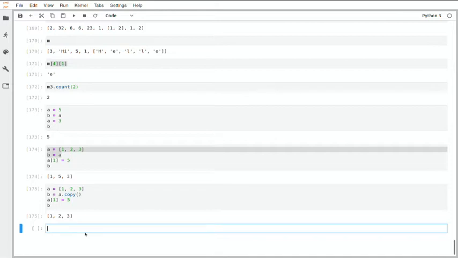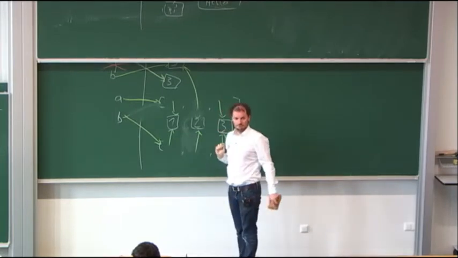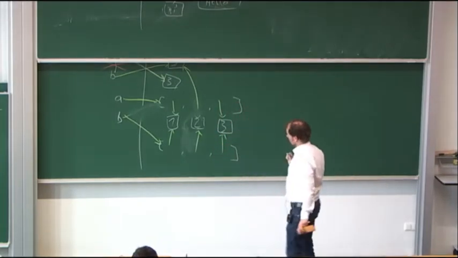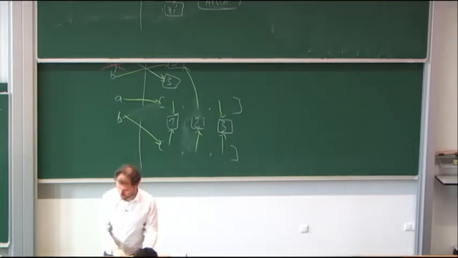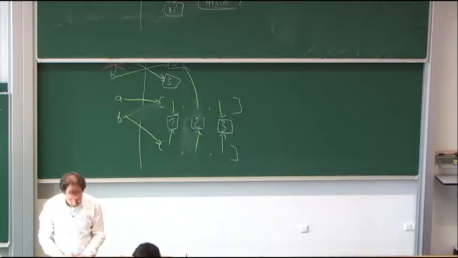And now I let A at the position 1 point to the 5. We have a 5 here. And now B still points to this list 1, 3, where A now has the list 1, 5, 3. This can sometimes be a bit tricky. Maybe let's do a slight variation of this.